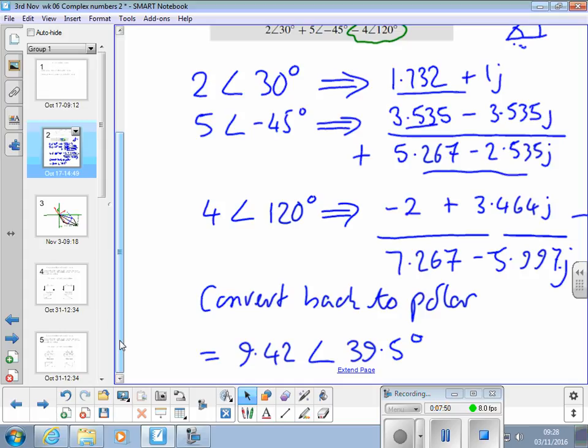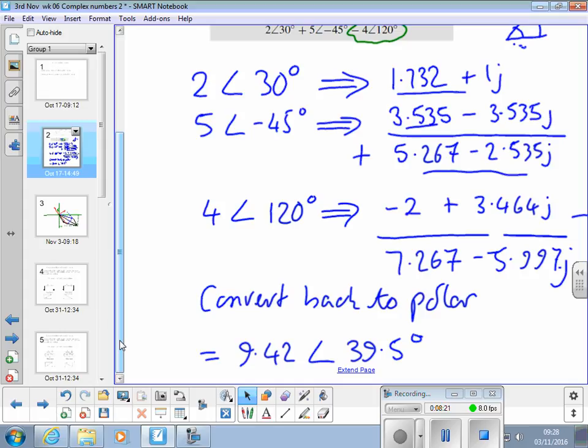Once you've taken that off, convert that rectangular number back to polar. Generally, you're going to be looking for an answer that gives you the size of the vector and the angle it acts at rather than rectangular form. Sometimes you want it in rectangular form, and you're going to see an example of that in a minute when you want to get the resistance and the reactance out of an impedance, for electrical.